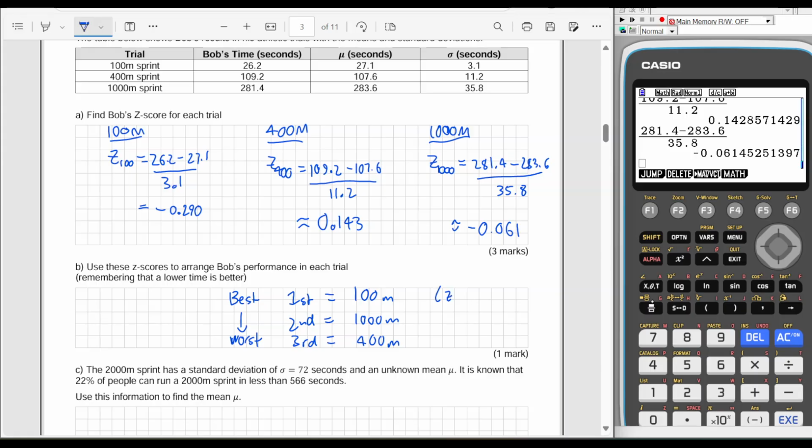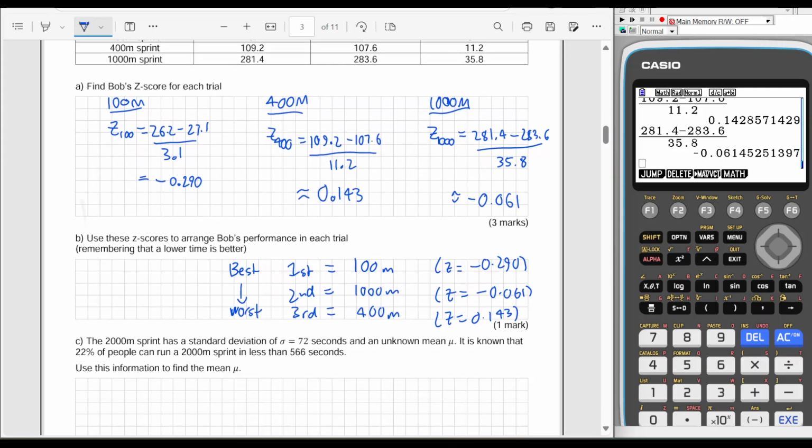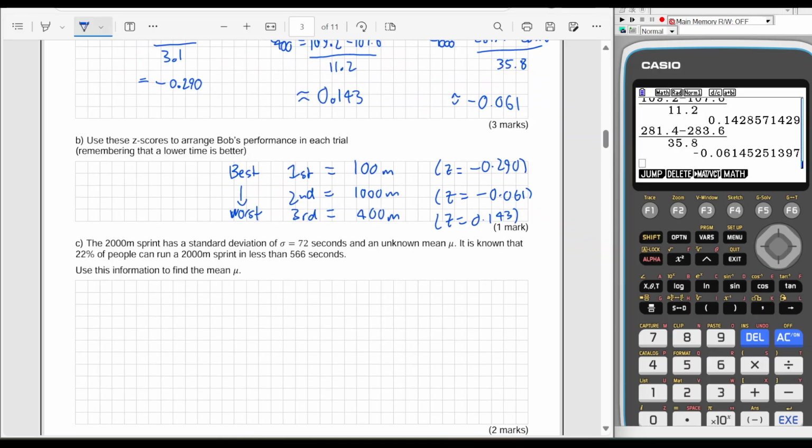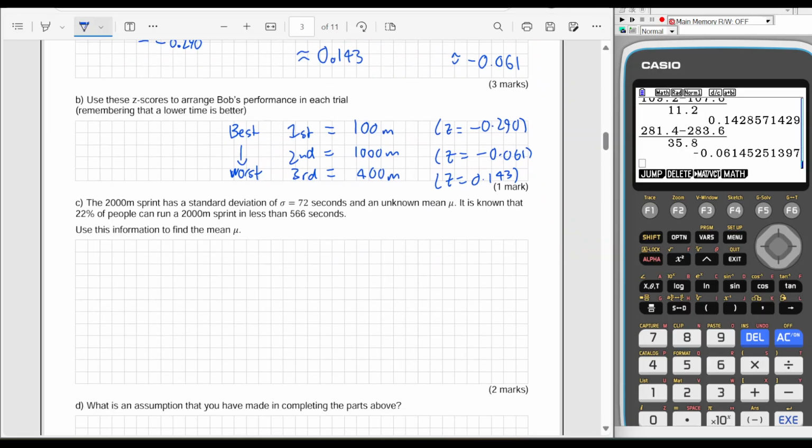So the Z here is minus 0.290. So that's the lowest Z score. Minus 0.061. And here it's actually positive, so he's above average for this run. Because we're running, lower Z scores are better. If it was something like marks on a test, you'd want higher Z scores because you'd want higher marks.